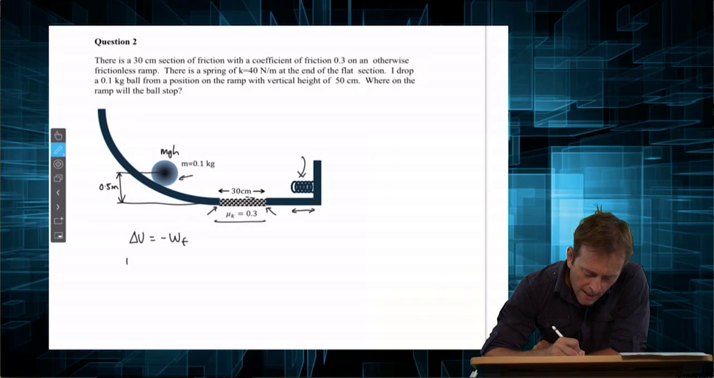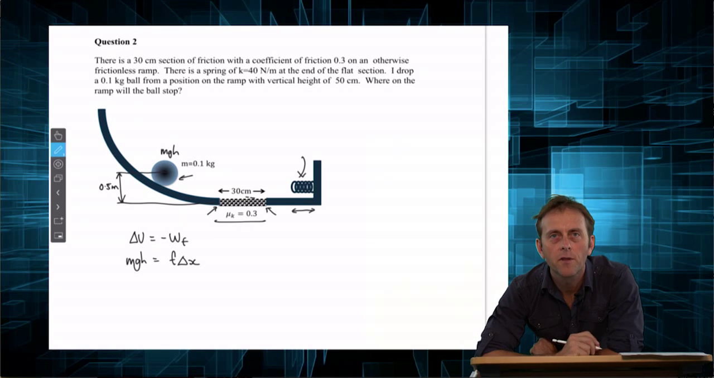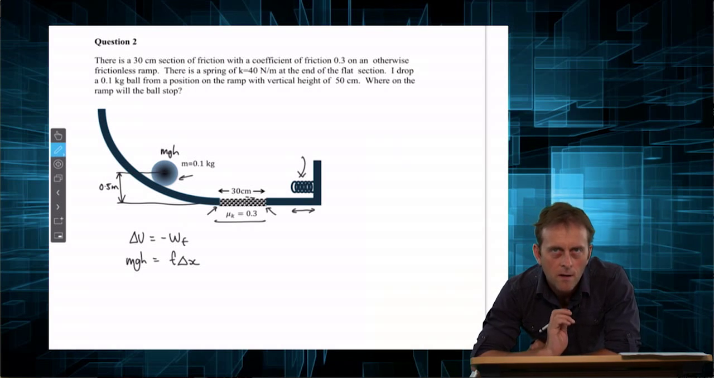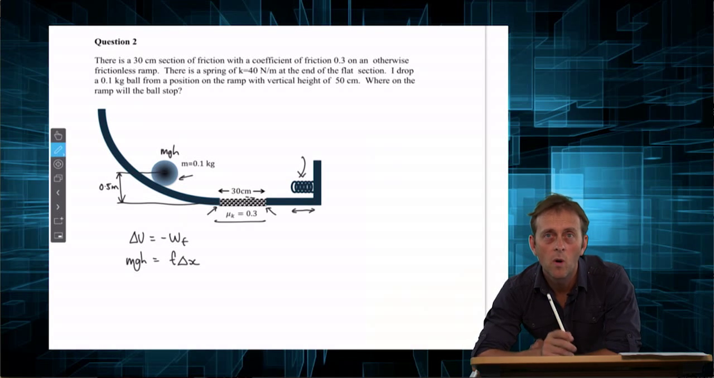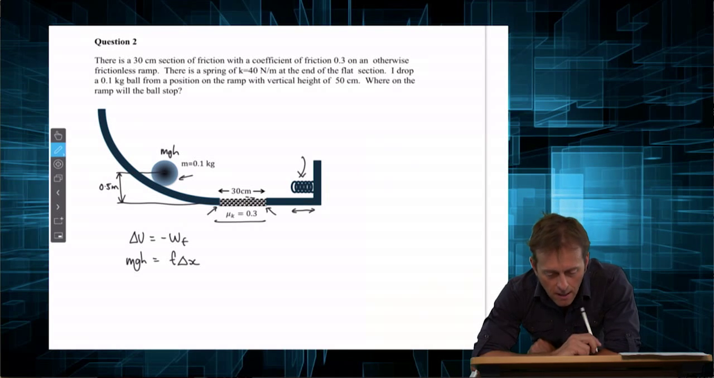So then mgh is equal to F delta x, the work done by the friction. The only place we can dissipate any of that original potential energy is across that friction surface. So we need to know how many times we need to go across that friction surface before all the energy is dissipated. So the ball has to stop on the friction surface. It can't stop anywhere else. If it's got any velocity at any point on the non-friction surface, it's going to keep moving. So the only place it can stop is that friction area.